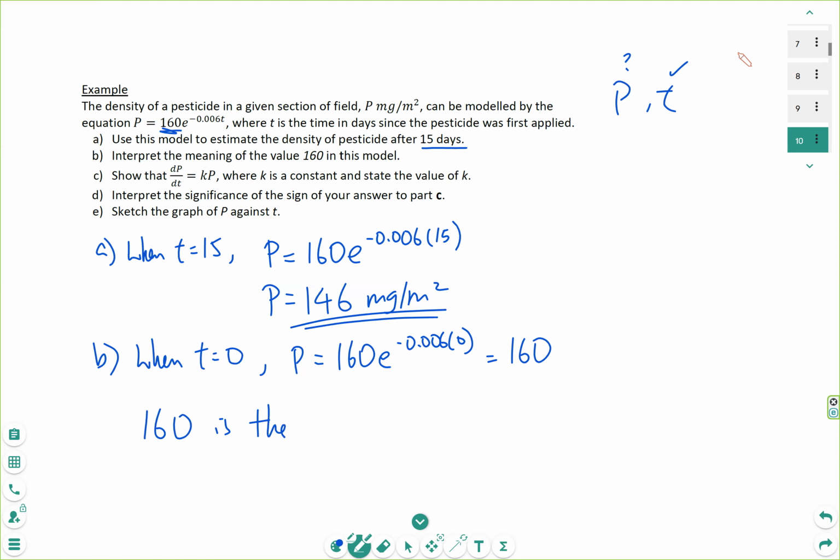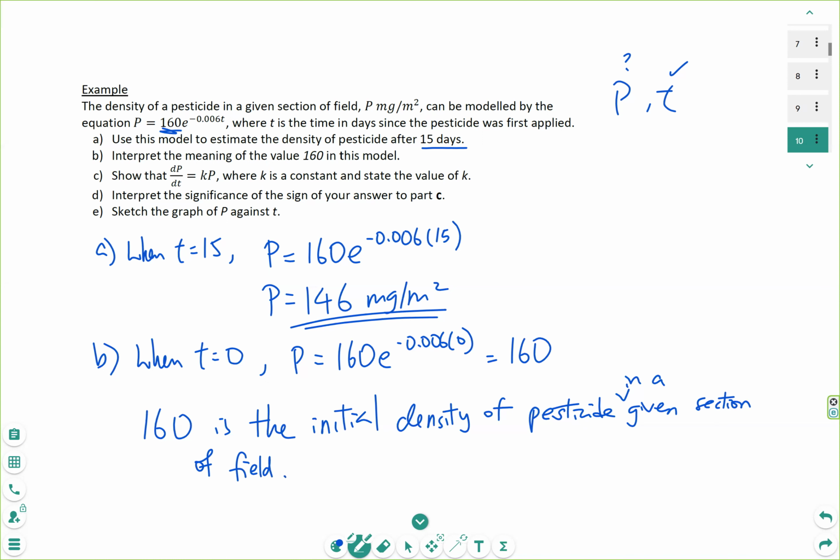160 is the initial density of pesticide given in a given section of field.